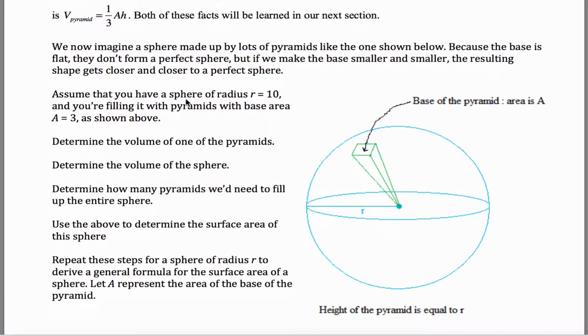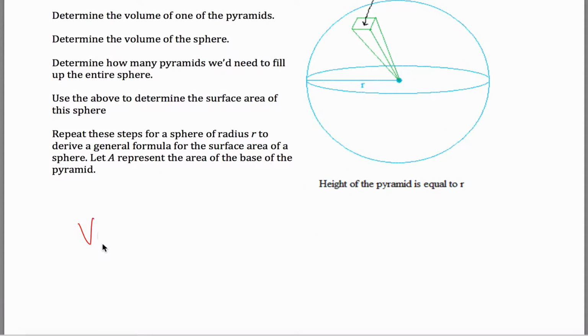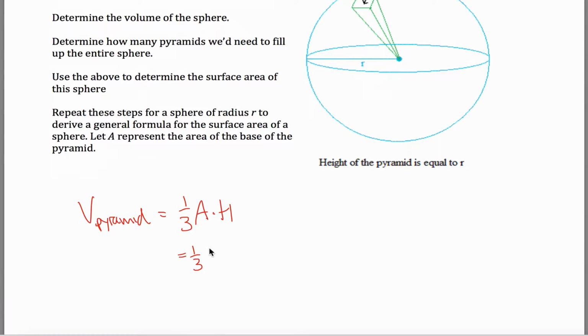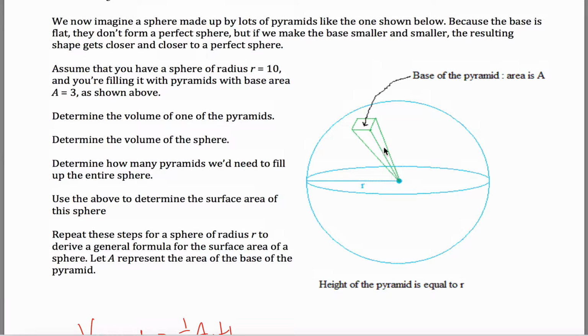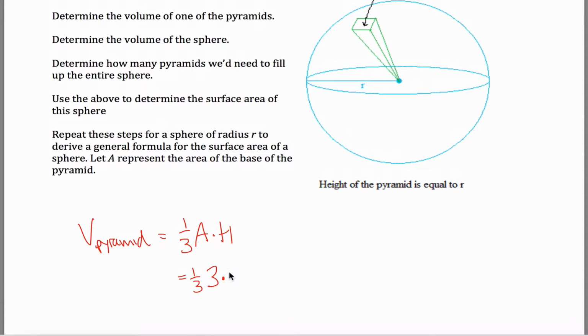Assume that you have a sphere of radius 10, and you're filling it with pyramids with a base area A equals 3, as shown in this picture right here. Determine the volume of one of the pyramids. I have this formula that tells me it's 1/3 A times h. A is equal to 3, and h is just the radius of the sphere, because each pyramid has its top at the middle of the sphere, and its base on the outside. So this would be 1/3 times 3 times 10, aka 10.